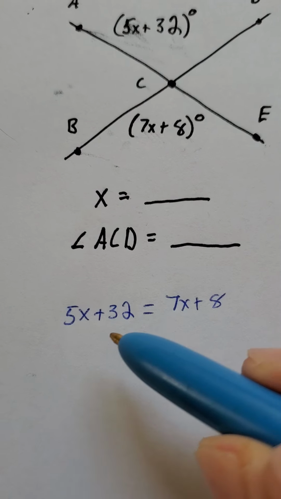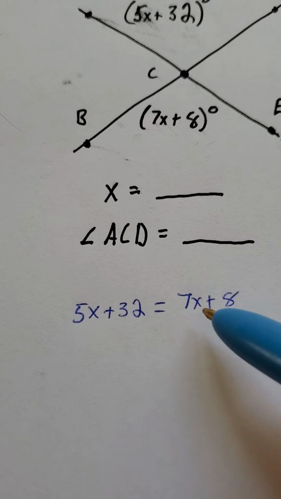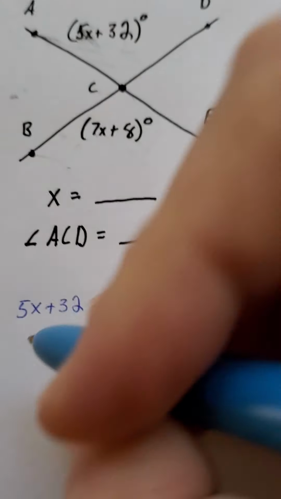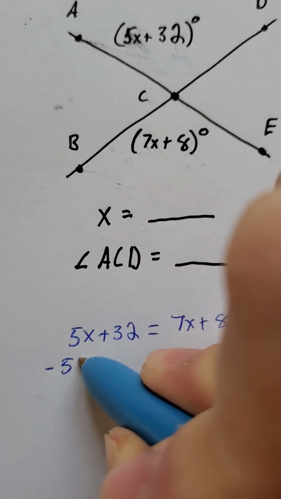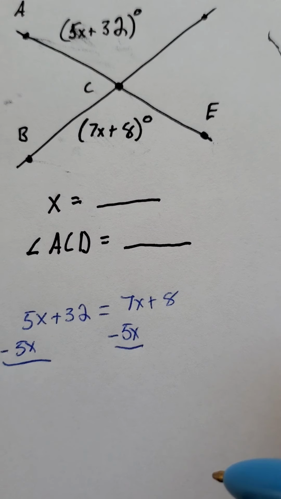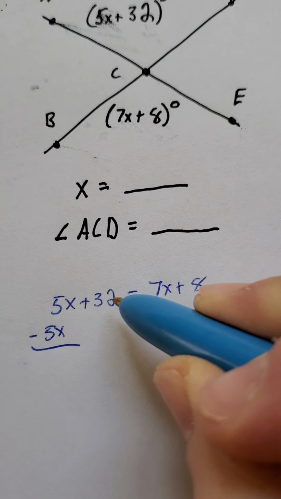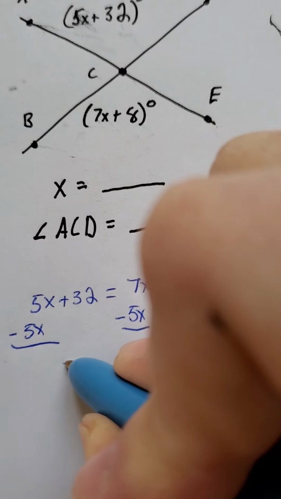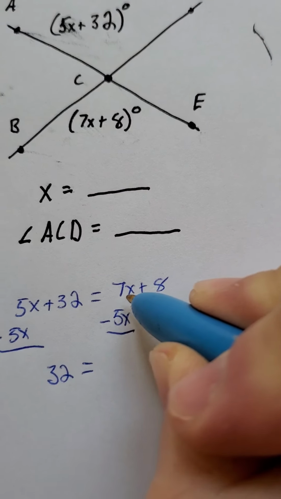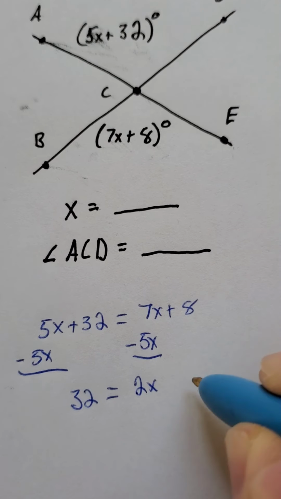So just use basic algebra rules for solving equations. I'm going to subtract 5x from both sides, and that'll get rid of the x on this side, and it'll make a 2x on this side here. So subtract 5x from this side, subtract 5x from this side. Here, 5x minus 5x is 0, so it disappears. The 32 just comes on down. The equal sign comes on down. 7x minus 5x is 2x. And bring down the 8.